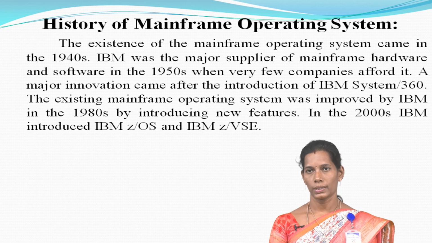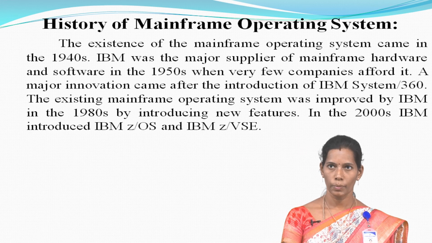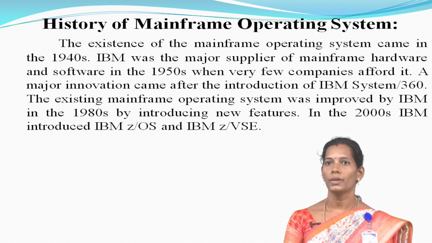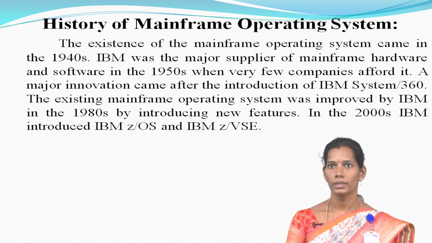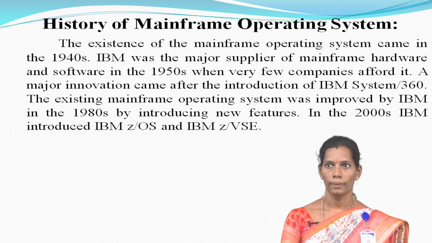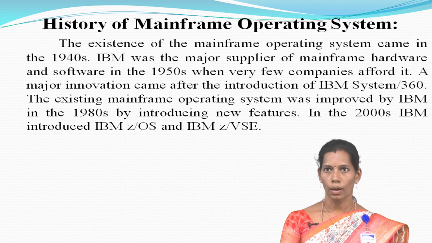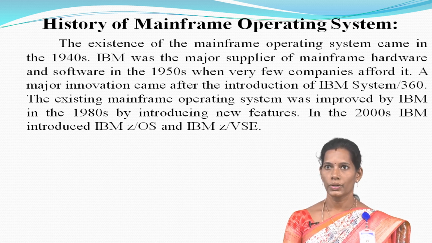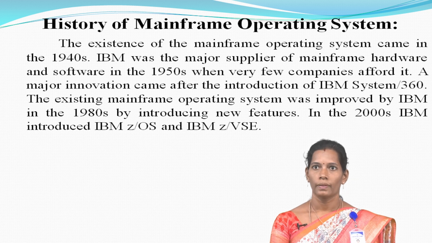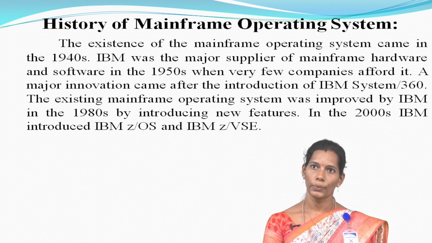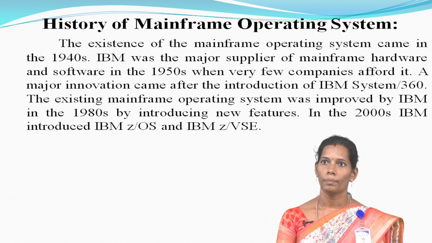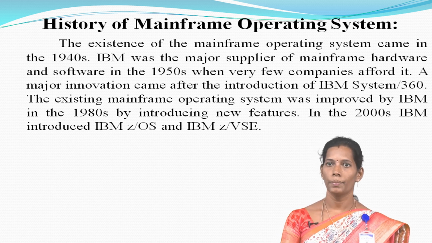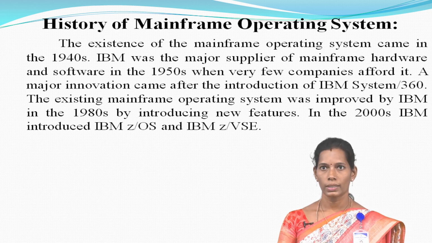History of mainframe operating system. The existence of the mainframe operating system came in the 1940s. IBM was the major supplier of mainframe hardware and software in the year 1950, when very few companies bought it. A major innovation came after the introduction of IBM System/360. The existing mainframe operating system was improved by IBM in the 1980s by introducing new features. In the 2000s, IBM introduced IBM z/OS and IBM z/VSE.